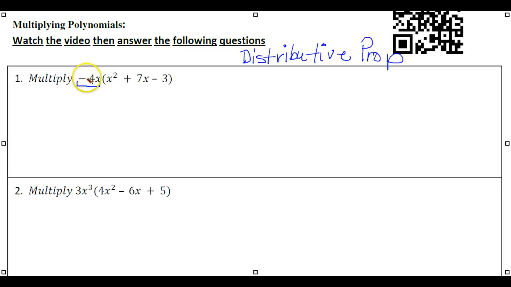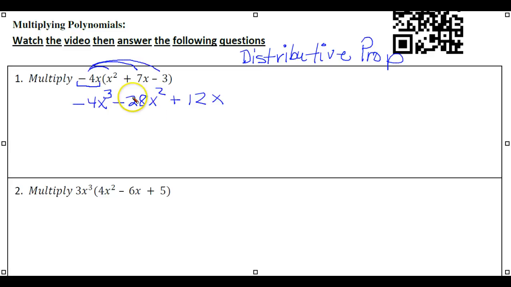And this would be like a factor, and these are terms within this parenthesis. And we're going to use the distributive property, that we're going to multiply that negative 4x by each one of these, and we're going to get three answers. So we'll give you a chance. So this is going to be a negative 4x to the third. We just add our exponents here. This will be a negative 28x squared. And now this will be a positive 3 times 4 is 12x.